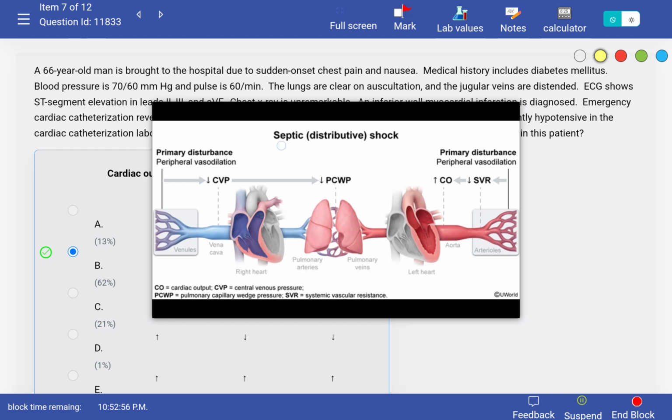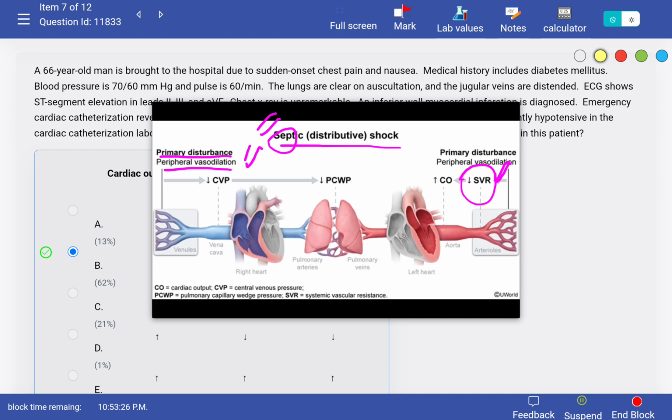Now if we go to the septic or distributed shock, right? Septic is one of the examples of distributed shock. In distributed shock we also have others like neurogenic shock, right? Here the primary disturbance is peripheral vasodilation. This is really important. In all other shock examples we have an increase in SVR, but over here the mechanism is starting from a decrease in SVR.